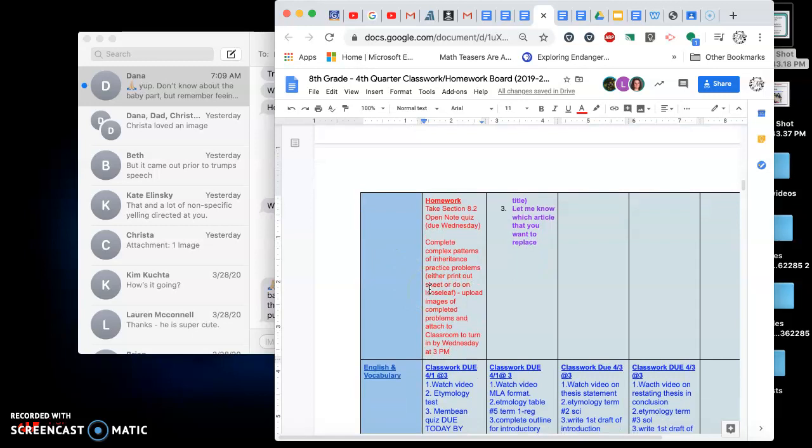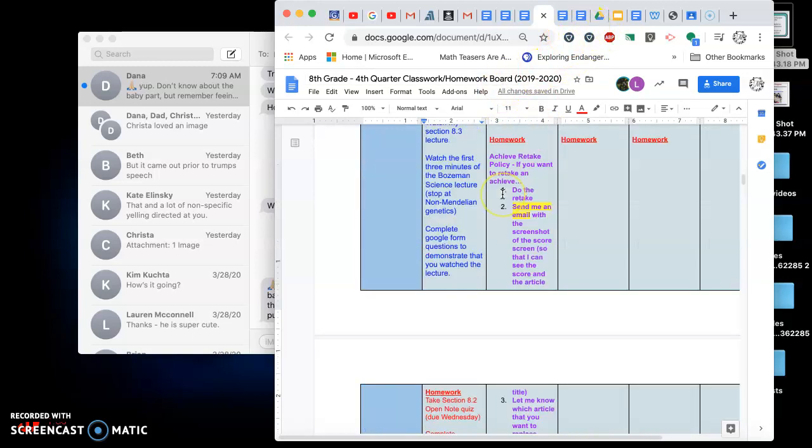And then we're going to have a complex patterns of inheritance practice problem sheet, just like we did with the regular Punnett squares. I'm going to post those problems, and I'm going to post some example work that goes along with it. Okay, let's quickly go through this.